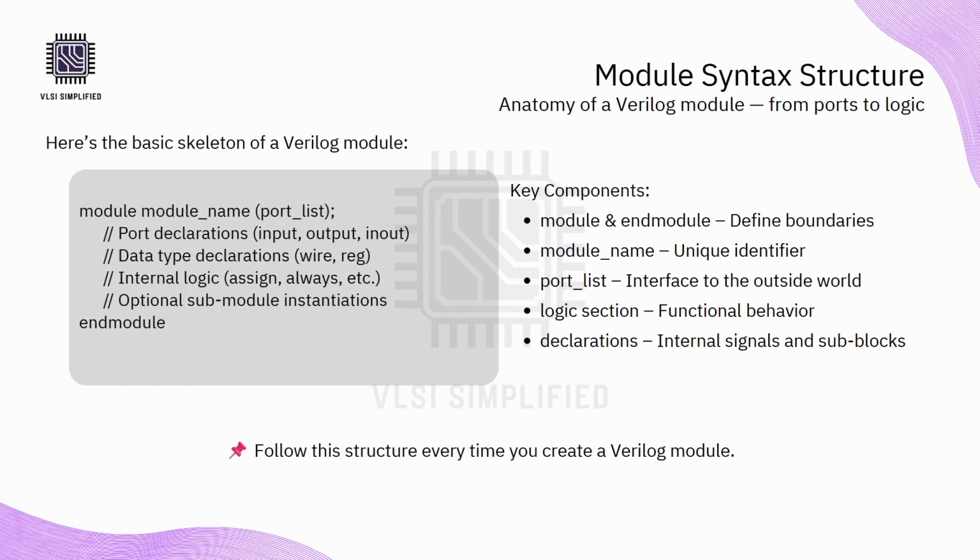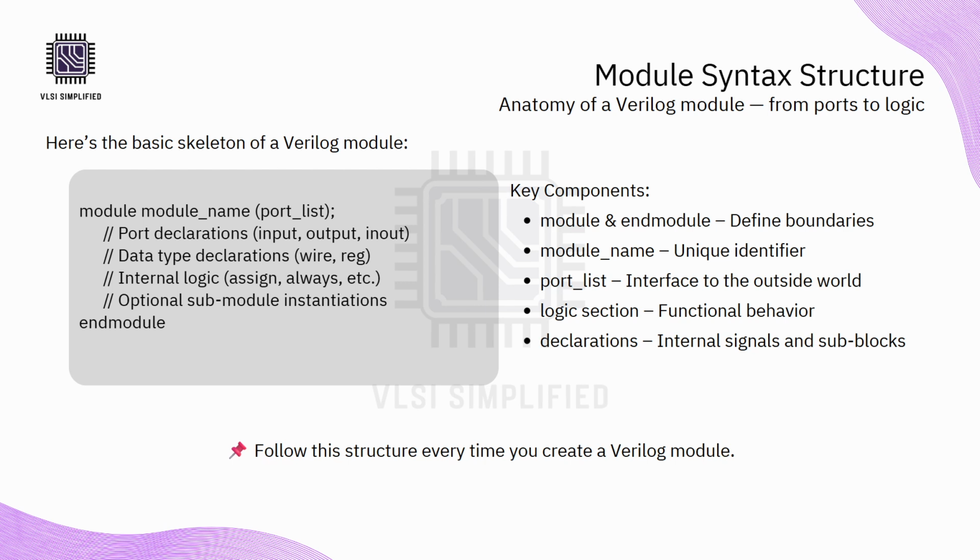Every Verilog module follows a clear, consistent structure. You start with the module keyword and you give your block a unique name. Inside the parentheses, you list all the ports. These are the signals used to communicate with other modules.